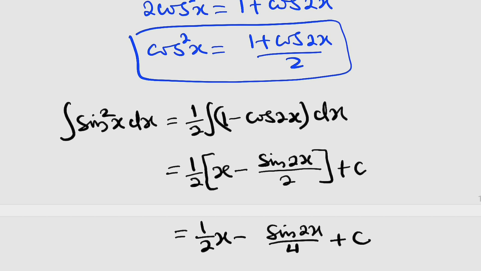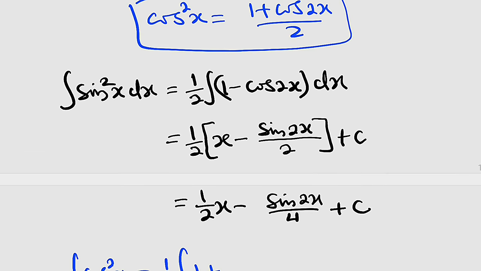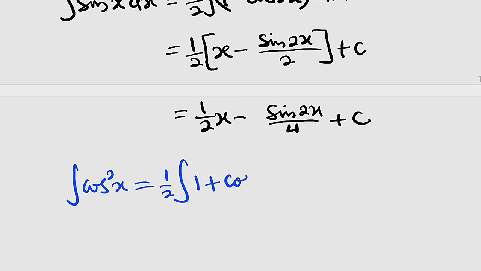Now let us do the same thing for cosine²x. The integral of cosine²x is equal to 1 over 2 times the integral of what? 1 plus, do not use minus. Minus is meant for sine. We have cosine of 2x dx.